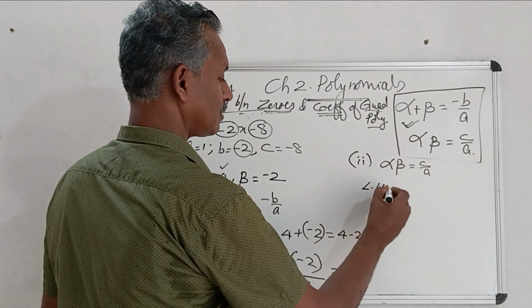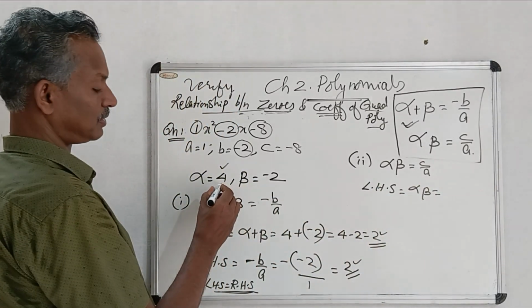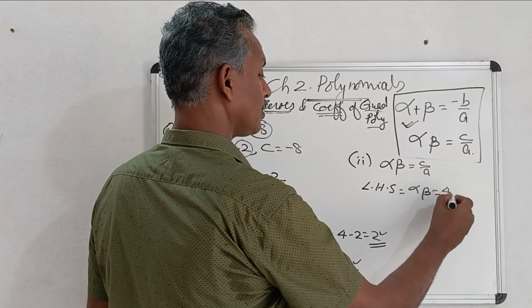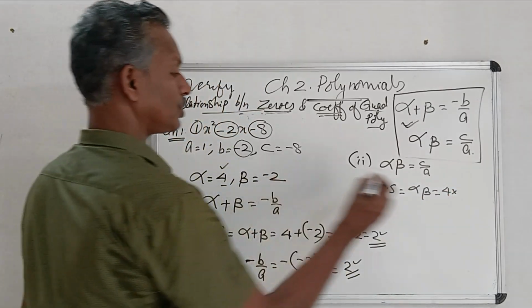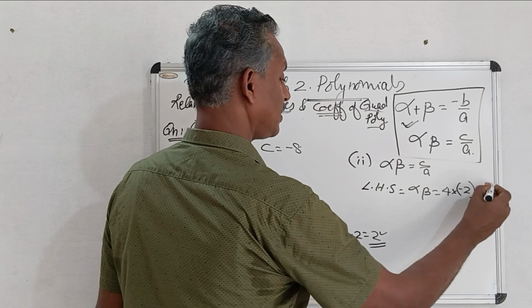Take the LHS, alpha beta. Alpha is the first zero, it is 4, into beta, the second zero, it is minus 2. 4 into minus 2 is minus 8.